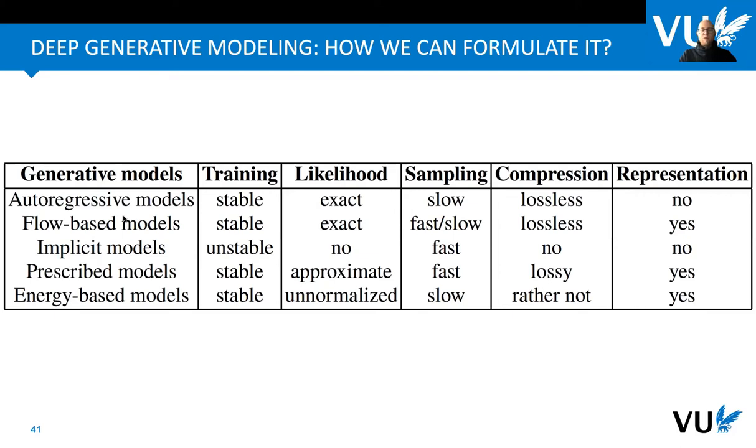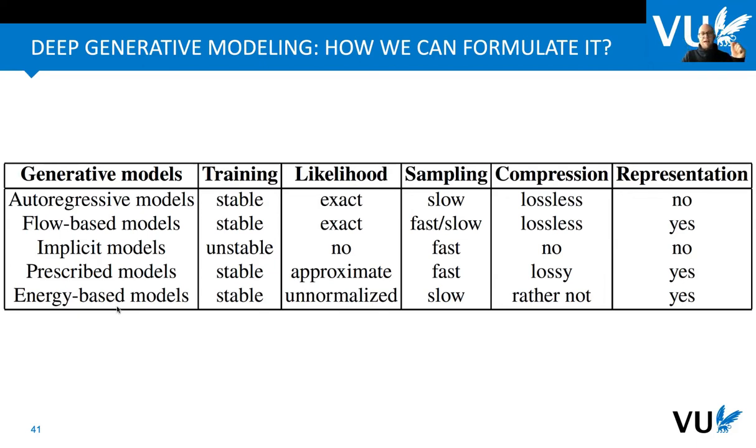Then we have prescribed models like VAEs or probabilistic PCA. Prescribed models are models where every single distribution is fixed in advance, okay? And these models are stable during training. Well, the likelihood function is typically rather approximate because we have some integrals that are really hard to calculate. We'll talk a bit about it in a second. Sampling is rather fast because we have some low dimensional representation, and then we can project it back to high dimensional space. Compression is typically rather lossy because, as I said, we have this bottleneck in the middle.